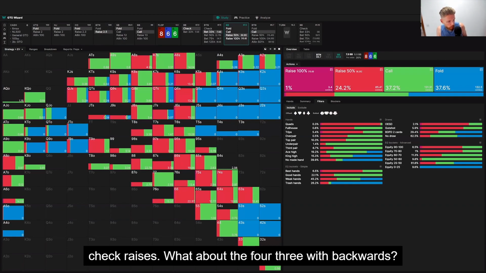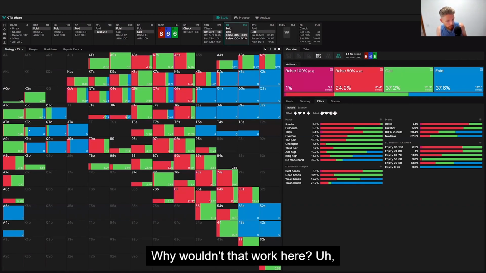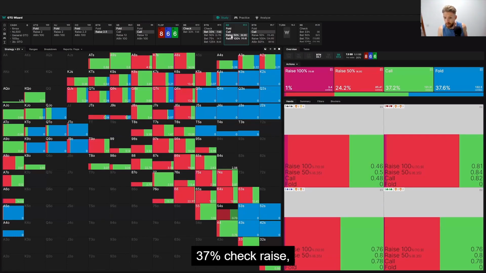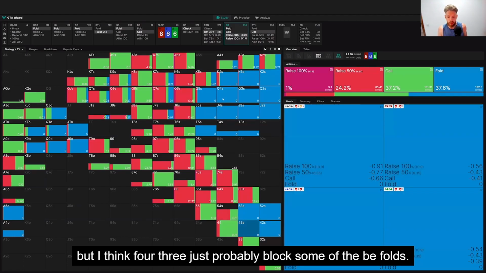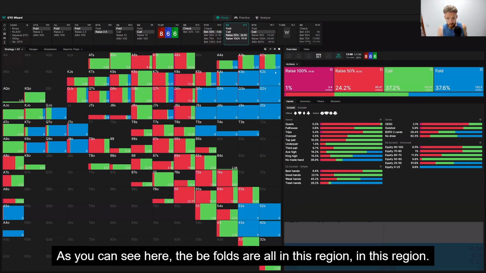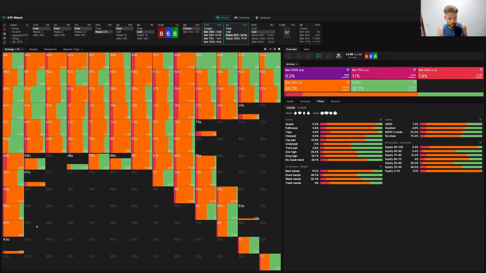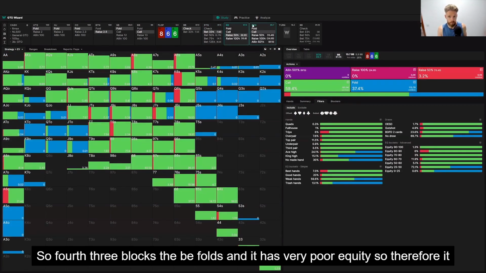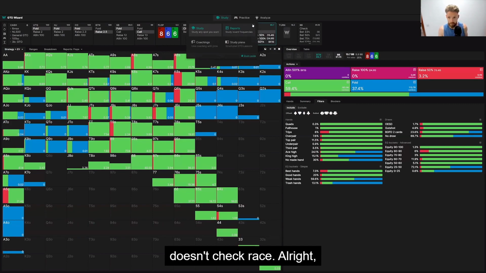What about the 4-3 with backdoors? Why wouldn't that work here? Too little equity. I mean, opponent is not folding that much, 37% check raise, but I think 4-3 just probably blocks some of the bet folds. As you can see here, the bet folds are all in this region and this region. So 4-3 blocks the bet folds and it has very poor equity. So therefore it doesn't check raise.